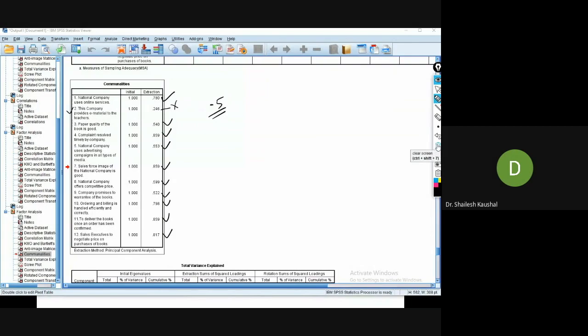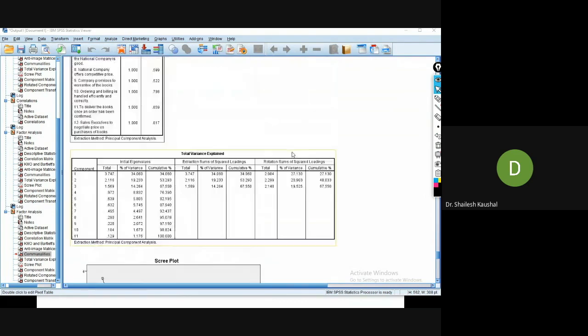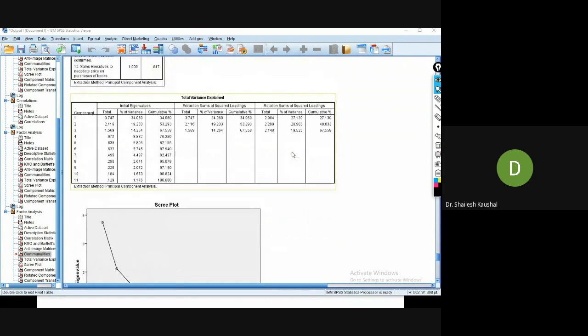Okay. Now, after that, the third table. What is the purpose of the third table? The third table, that is the total variance explained.